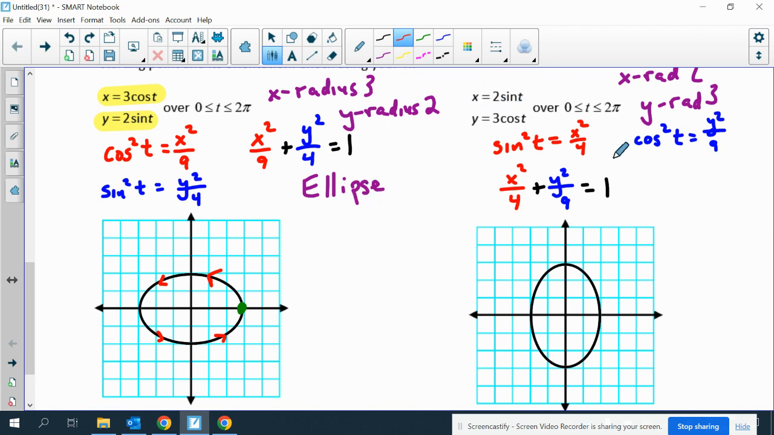Now in the second problem, if I substitute in 0, what I end up getting is (0, 3). So notice that this is my starting point at t equals 0 here. Then for my orientation, if I substitute in pi halves, I end up getting (2, 0). So my orientation in this case ends up being clockwise. So it does matter whether the sine or the cosine is with x or y in terms of where things start and what the orientations are.